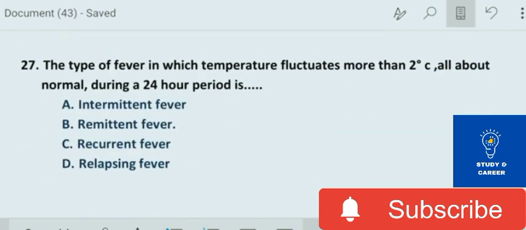27th. The type of fever in which temperature fluctuates more than 2 degrees Celsius above normal during a 24-hour period is dash: A. intermittent fever, B. remittent fever, C. recurrent fever, D. relapsing fever. So the answer is remittent fever.